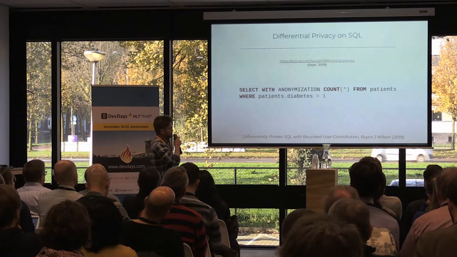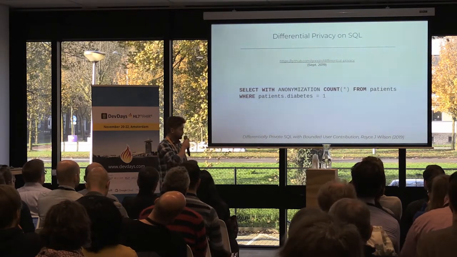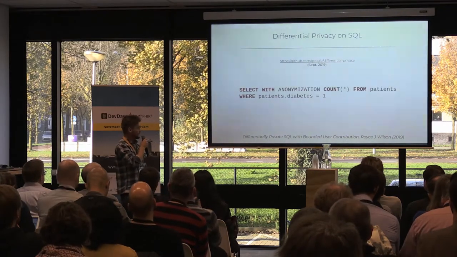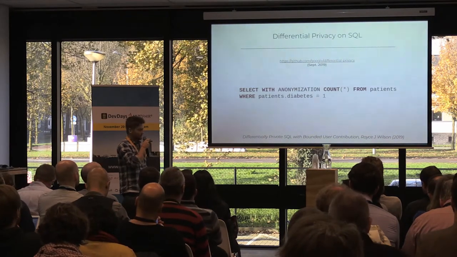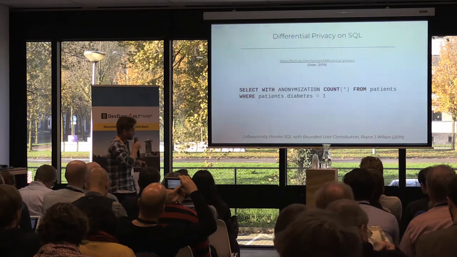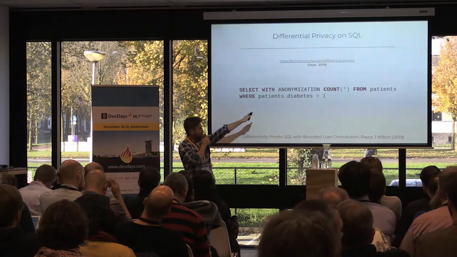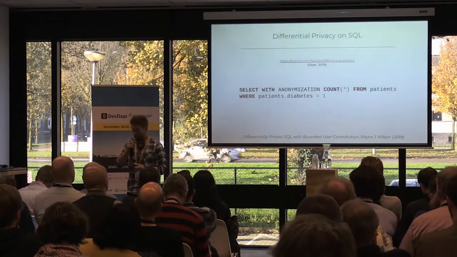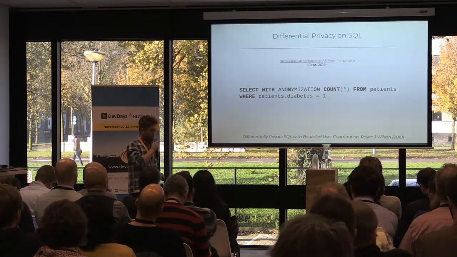I also invite you to see what Google published in September. It's really great. They published their library named Differential Privacy. And what is really interesting is the possibility to do differential privacy on SQL. The idea is that you add a keyword, select with anonymization, and then you can execute some aggregation function: sum, count, and so on.